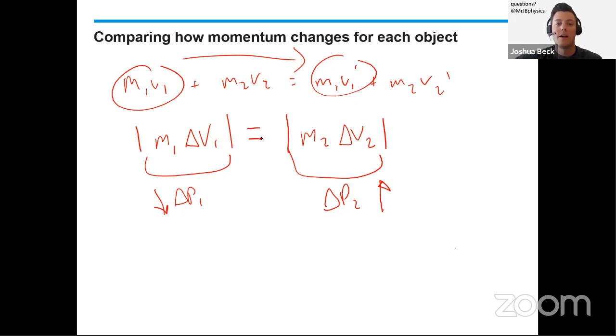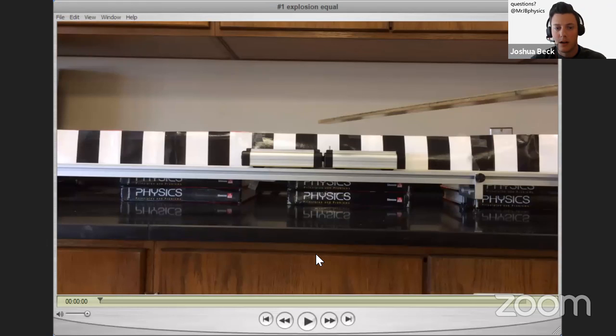How can I compare what's actually happening to that first cart? How does its momentum change? And then do we see that same change as an increase for the second cart? All right, so I'm going to switch over, see if this will work, see if I can find the right video. All right, hopefully you can see this.